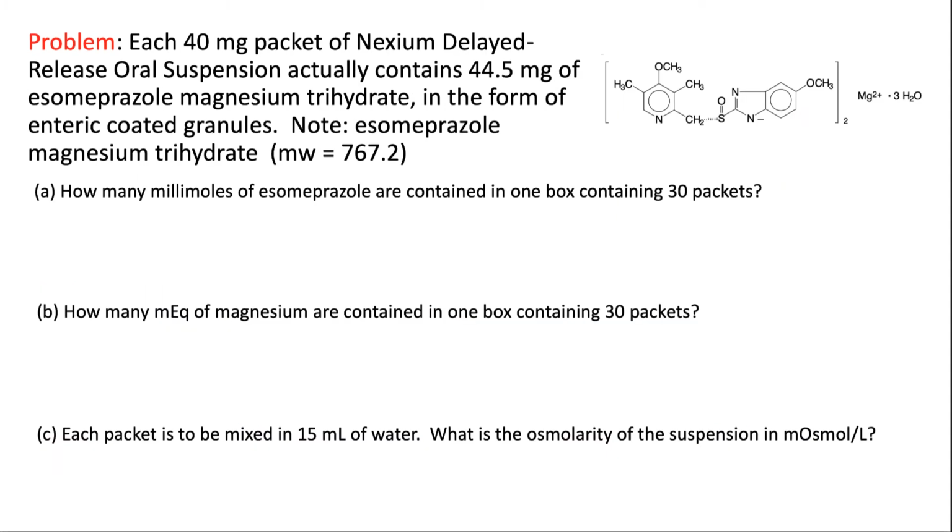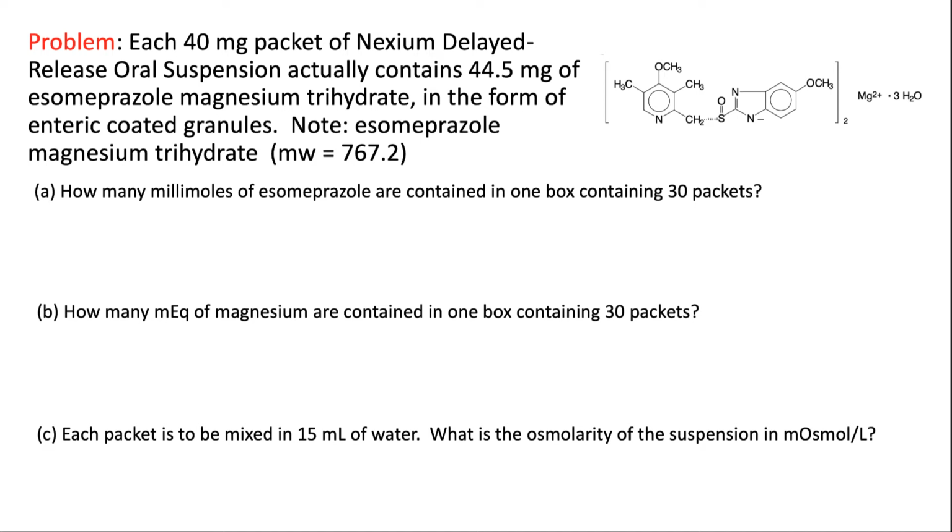And I really like this question. I try to model it off of something you could see in retail practice with a commercial product called Nexium Delayed Release Oral Suspension. This product comes as a packet, not actually as the liquid. It comes as enteric-coated granules that you then mix in water and drink. Each packet is labeled to contain 40 milligrams of Nexium, meaning esomeprazole. So the active ingredient esomeprazole has 40 milligrams in each packet.